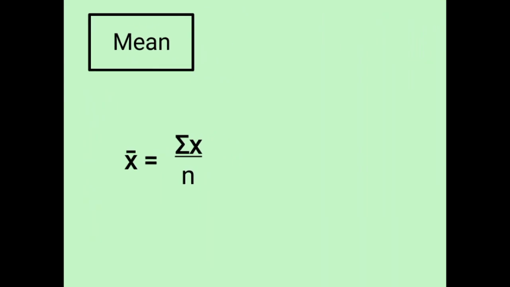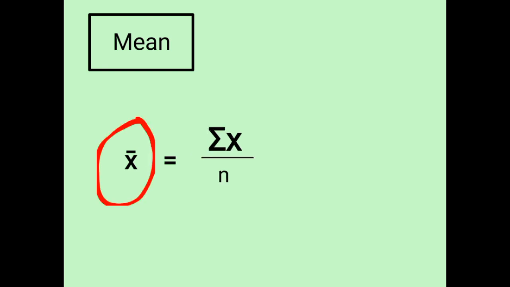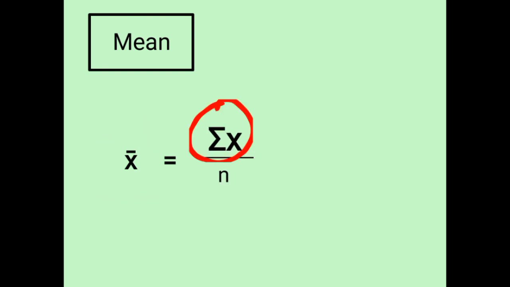Mean. The mean is the sum of all the observations divided by the total number of observations. The mean can be calculated using the formula shown below. X bar equals the sum of data values divided by the number of data values. Here, the X bar represents the mean of the data, the sigma means the sum of the data values, and N is the number of data values.